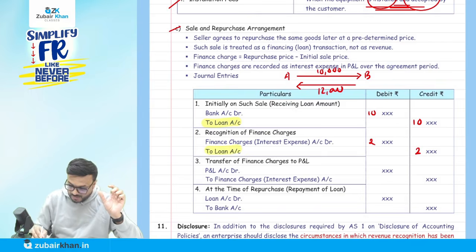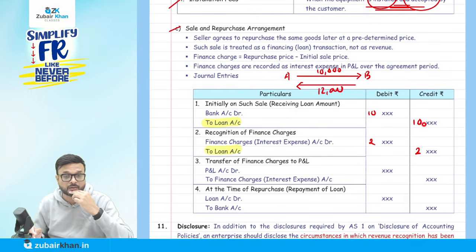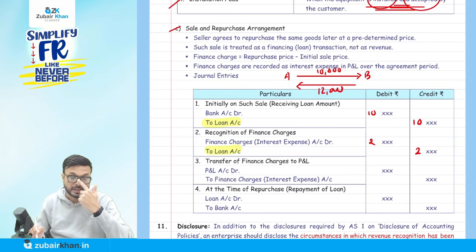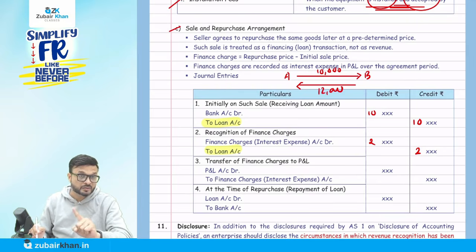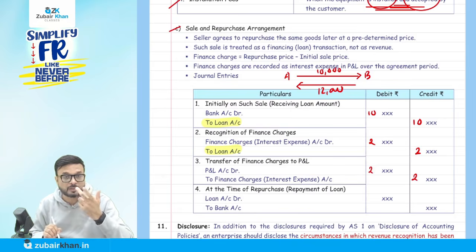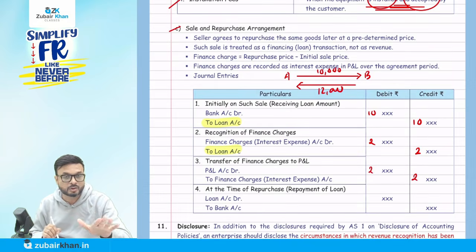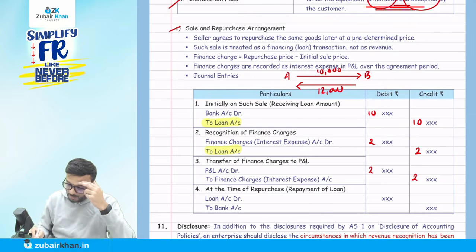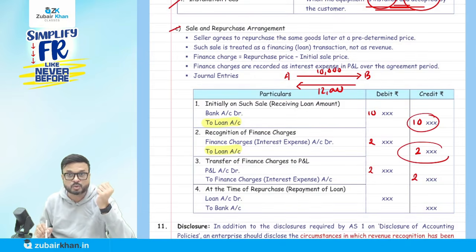So when I sold the goods, it is recorded as a loan. Loan account is credited by 10,000, then again credited by how much? 2,000. Now these 2,000 are going to be transferred to the profit and loss account. So the P&L account will be debited and the loan interest account will be credited. Interest will be transferred to the P&L account. Now what amount is appearing in my loan account? 10 plus 2.